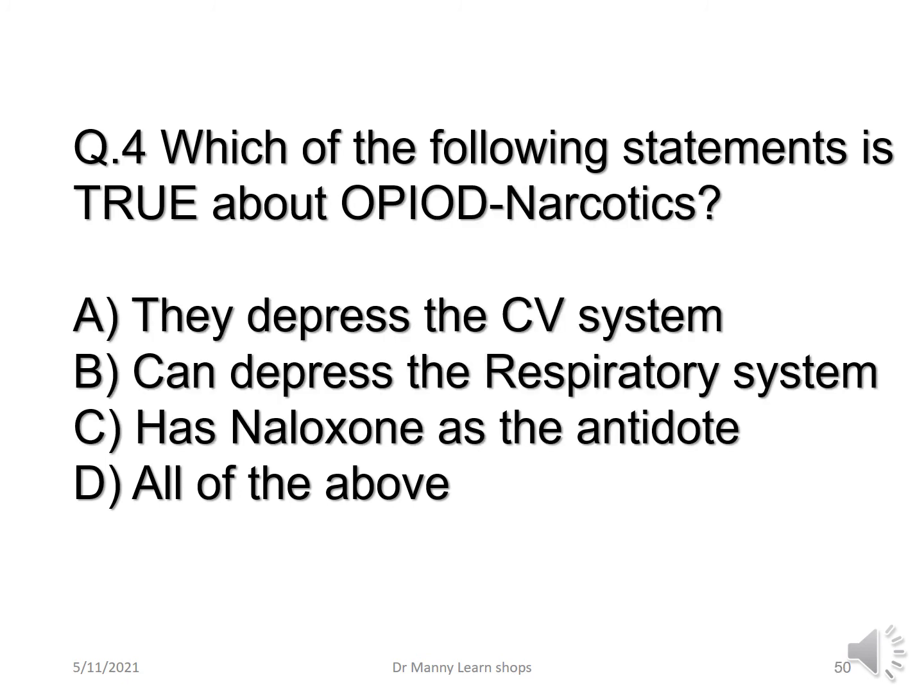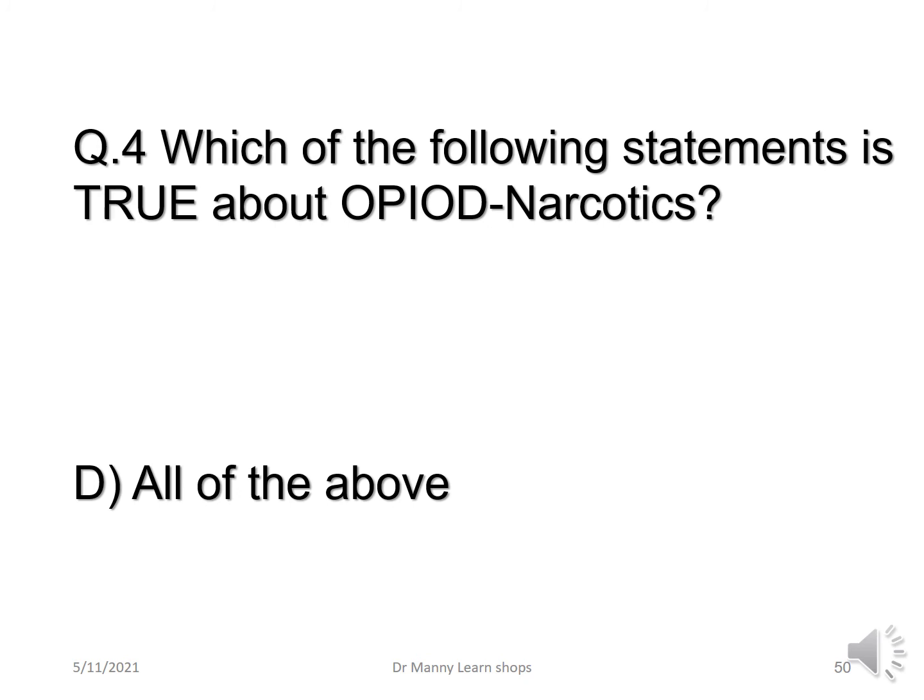Which of the following statements is true about opioids or narcotics? A, they depress the cardiovascular system. B, they can depress the respiratory system. C, it has naloxone as an antidote. Or D, it's all of them, all of the above. And the answer is all of the above.